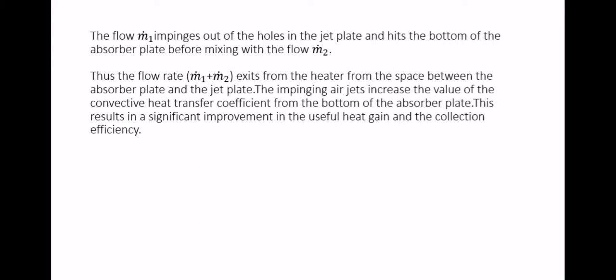For the specific case of a spacing of 10 cm between the absorber plate and the bottom plate and a flow length of 2 meter, the increase in efficiency was calculated to be 26.5% for a mass flow rate per unit area of 50 kg per hour meter square. However, the authors have not calculated the additional pressure drop associated with the introduction of the jet plate. This is also likely to be significant.